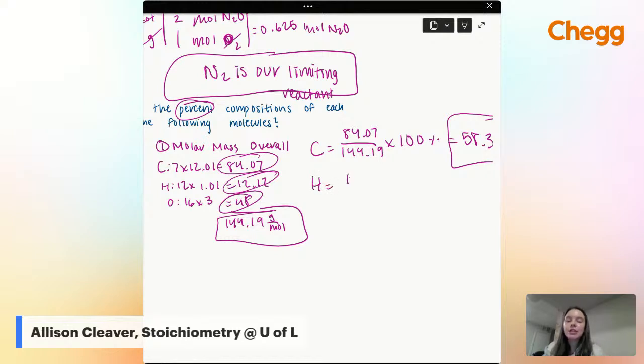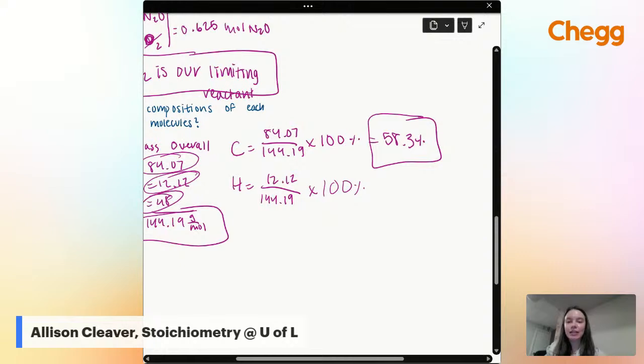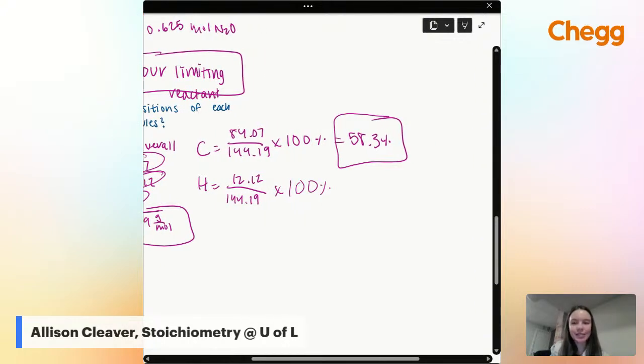We would do H equals 12.12, so the mass of the element over the overall mass times 100%. Put that in the calculator. You've got 30 seconds.